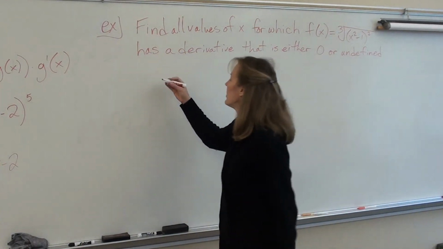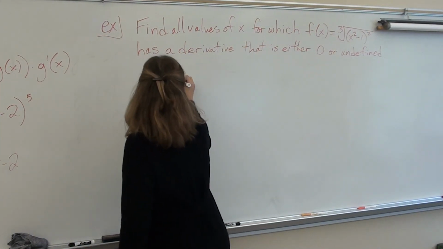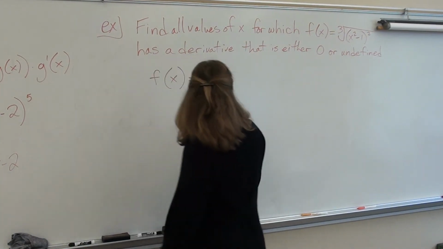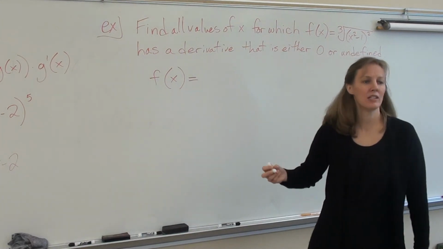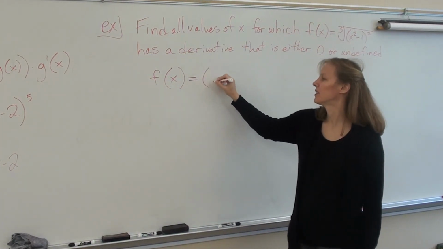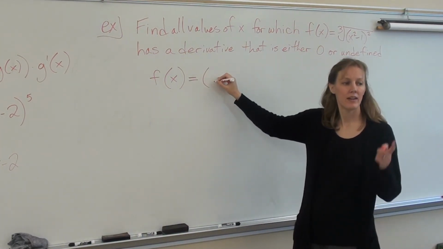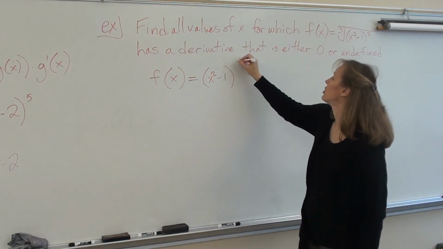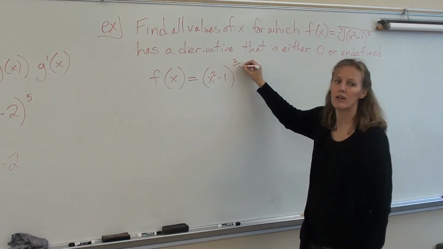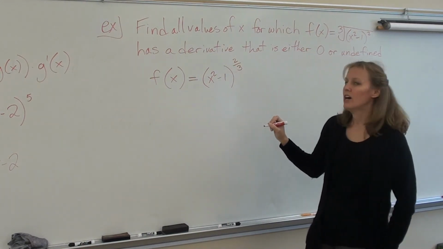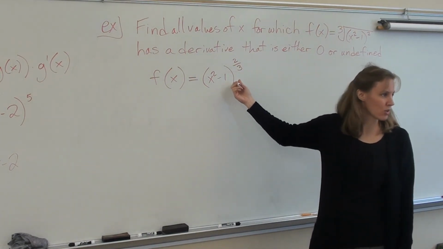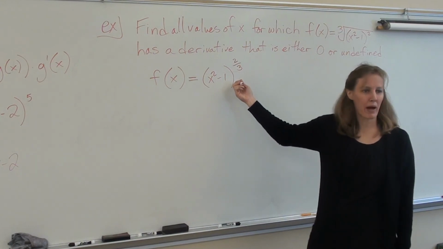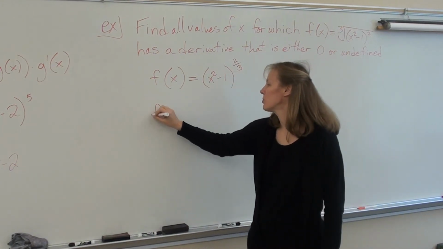So first things first. Quiet down. How would we rewrite the function? f of x is what to the what? x to the 2/3. Alright, did everyone rewrite the function correctly? Right power? Okay, so now to do the derivative, what do we get?